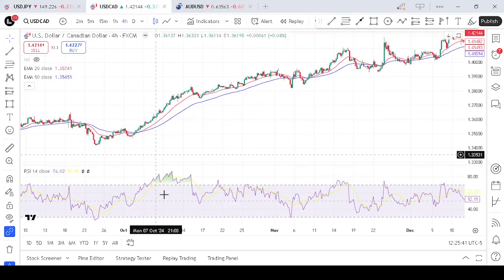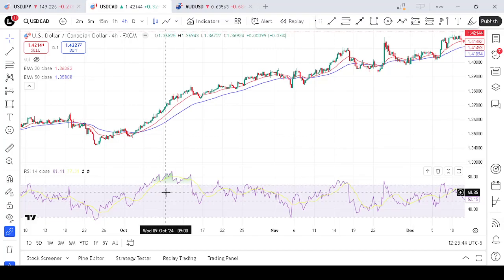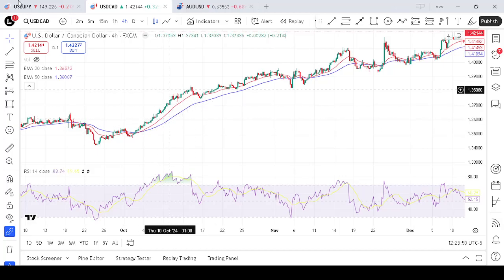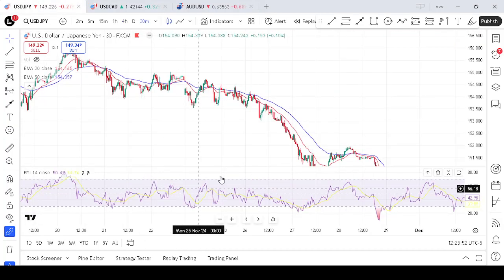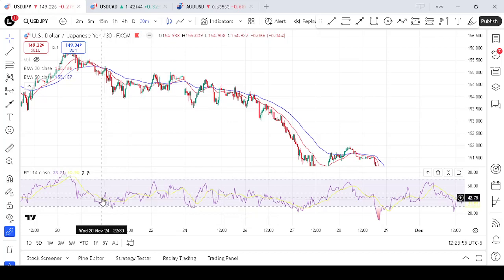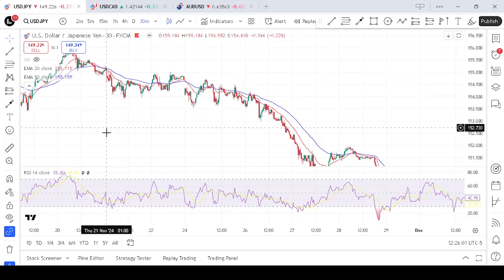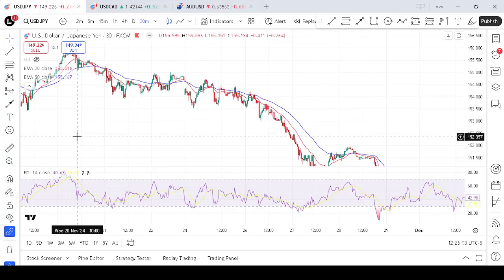When it's above 60, as you can see from my screen, this is 60 and above, it shows that yes, we are really expecting an uptrend. Then when it's below 40, it shows that yes, we are expecting a downtrend. Now, how do we enter?